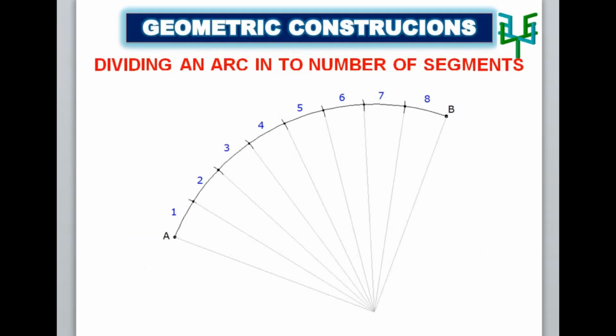Dividing an arc into equal number of segments. For dividing an arc into equal number of parts, the included angle of the arc is to be determined first. Join the endpoints of the arc to the center of it. Measure the included angle between these two chords. Divide this angle into number of divisions required on the arc.